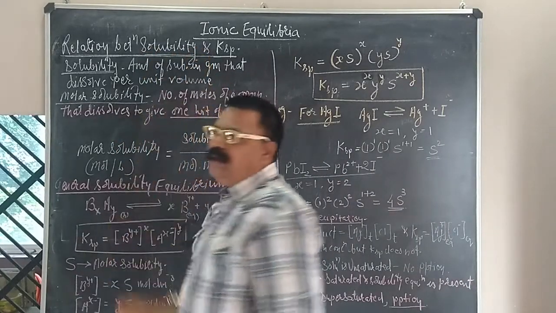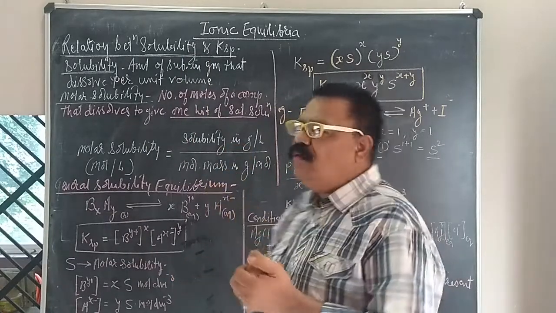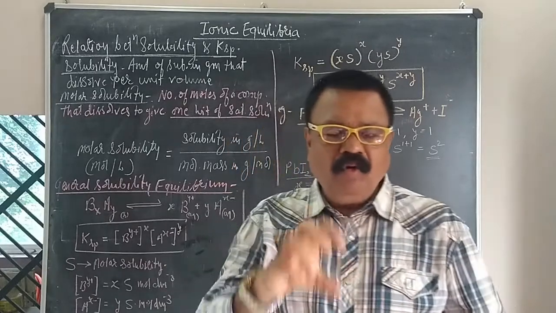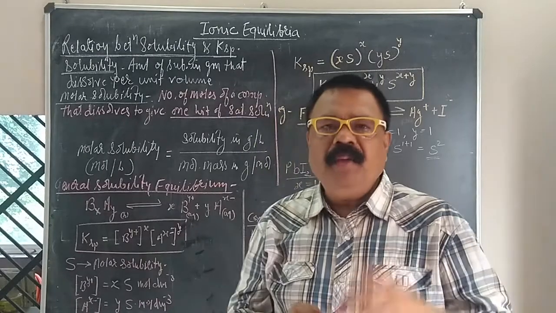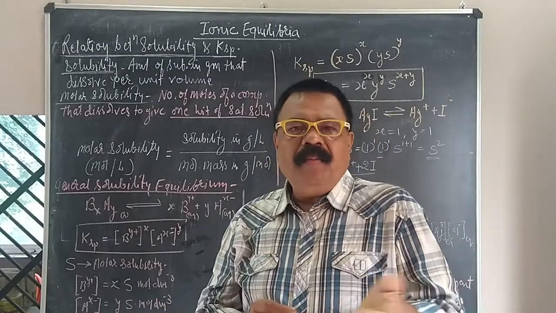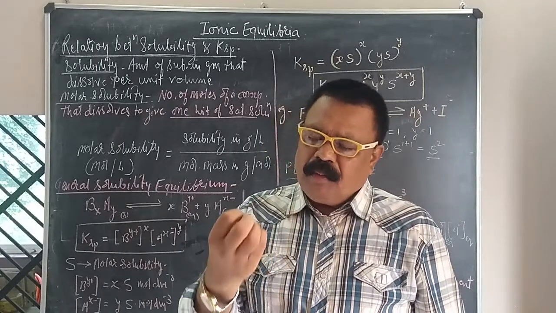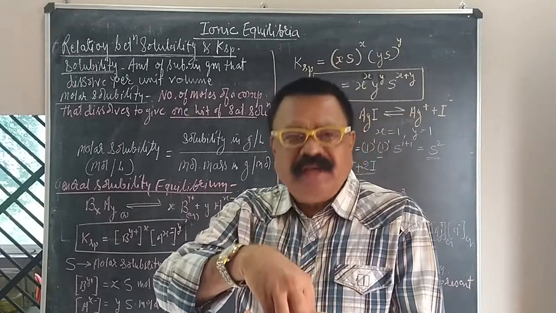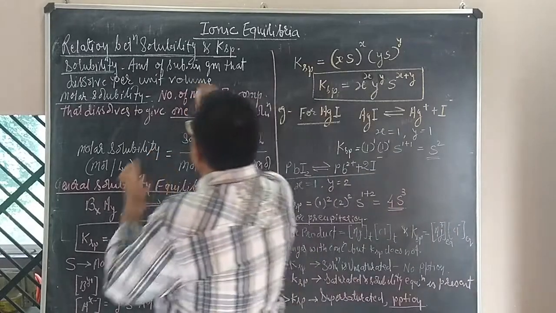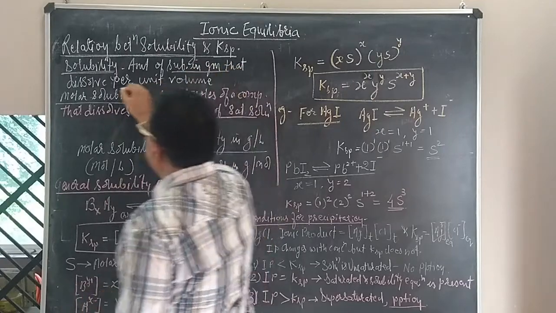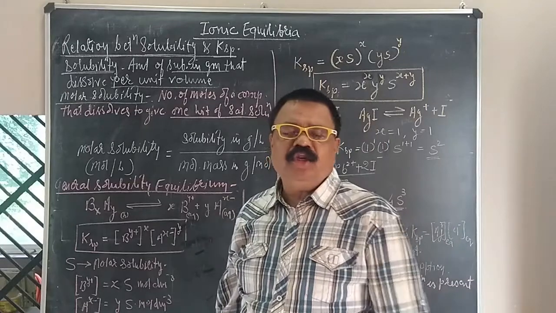Let's say the solubility is the amount of the substance that is dissolved per unit of volume. It is the amount of the substance in gram that is dissolved per unit of volume. It may be 1 liter or it may be 100 ml. So this is the particular amount of the substance that is dissolved inside the solvent. That becomes the solubility.